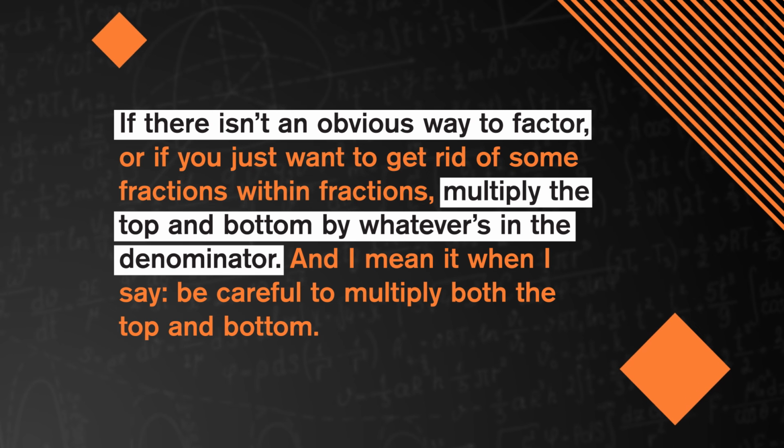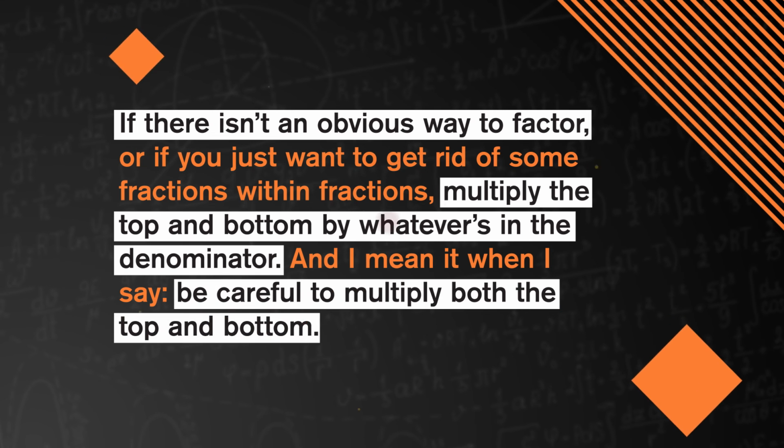And I mean it when I say, be careful to multiply both the top and the bottom. Otherwise, you'll change the original ratio, like changing 1/2 to 1/20 accidentally. And when you're working with formulas like in physics or chemistry, it's often easier to solve them if you keep them in variable form while you're rearranging the equation, and then put the numbers at the very end.